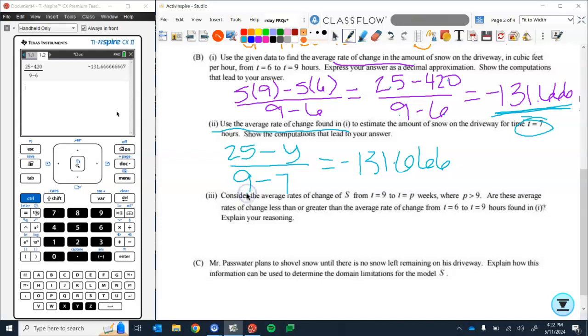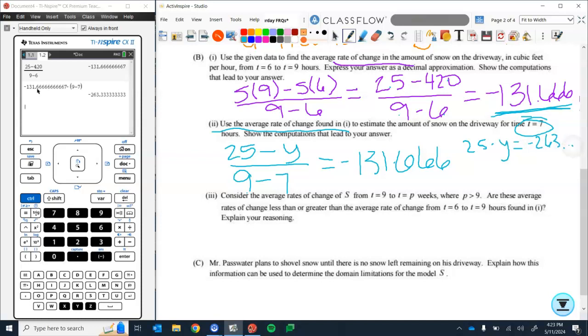I'm going to multiply this by this number, which is right there in my calculator, right? So if I just do times, it's going to take the last answer, and then I can put in parentheses 9 minus 7, so I don't mess anything up. Okay. So now I've got negative 263 something. So that means that 25 minus y equals negative 263 something.